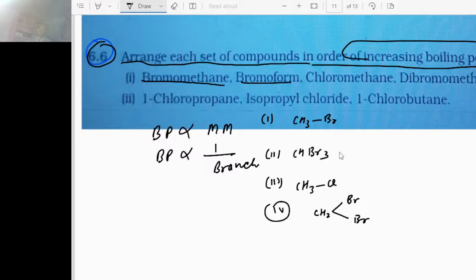Students, see, the highest mass will be this one, bromoform, because 3 bromines are there. And if you check the mass of a bromine atom, it is something like 81. Let me check the mass of the bromine atom, then I will tell you.